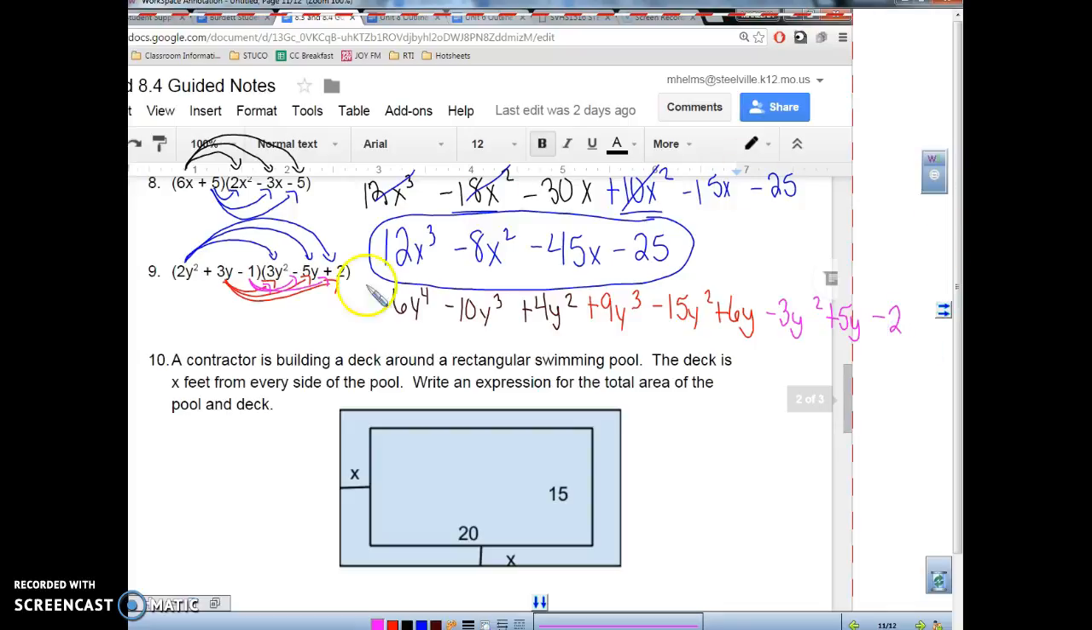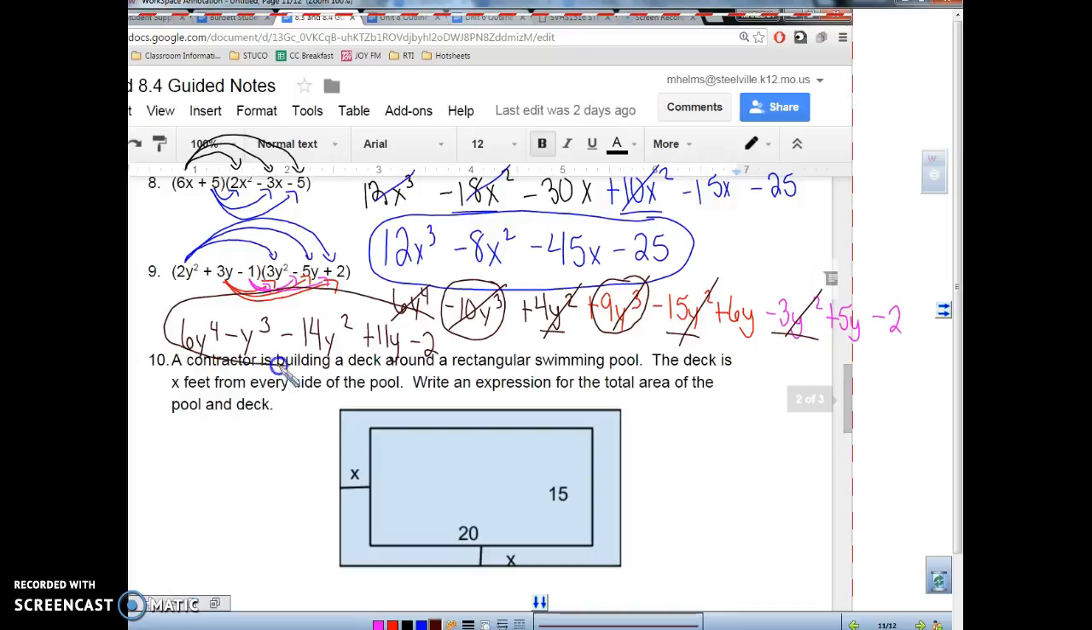So now when you combine like terms, you have 6y to the 4th, because it doesn't have anything alike with it. You have a negative 10y cubed and positive 9y cubed, so you have negative y cubed. You have 4y squared, negative 15y squared, and negative 3y squared, so you have negative 14y squared. You have 6y plus 5y, so plus 11y, and then minus 2. And that is your answer.